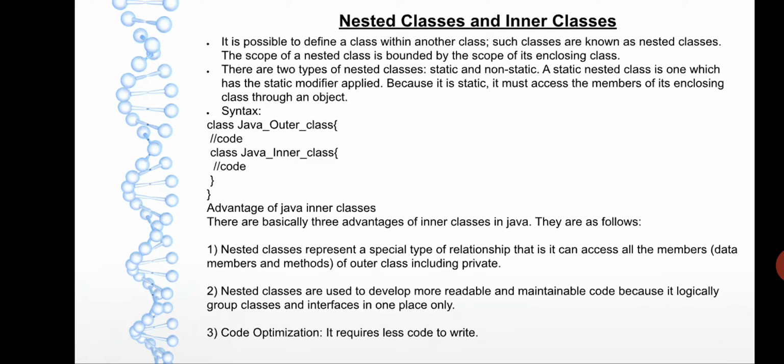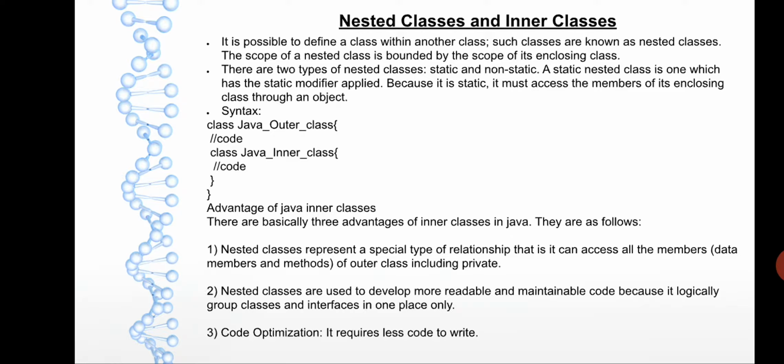Now the next thing is nested classes and inner classes. Again the same concept as in C++. Nested means one inside another, isn't it? Inner class means one class inside another class. Let us see the statements they have given. It is possible to define a class within another class. Such classes are known as nested classes. The scope of a nested class is bounded by the scope of its enclosing class. Understanding the scope is very important in nested classes.